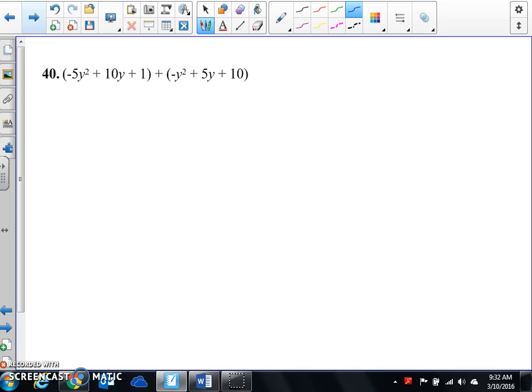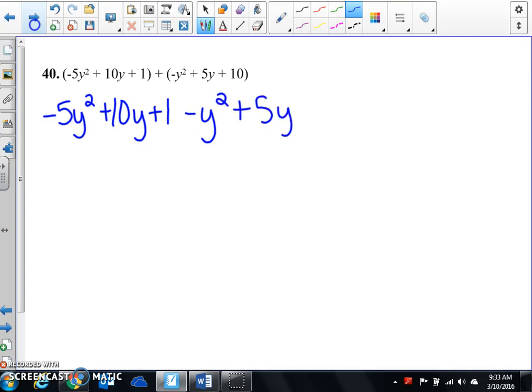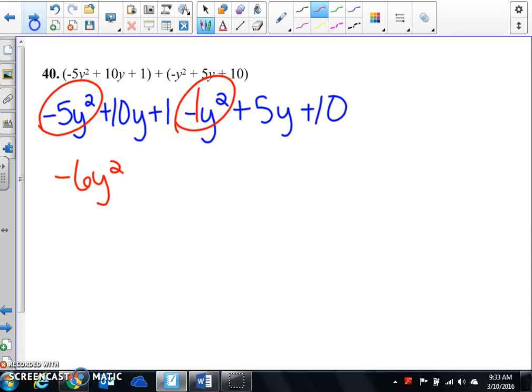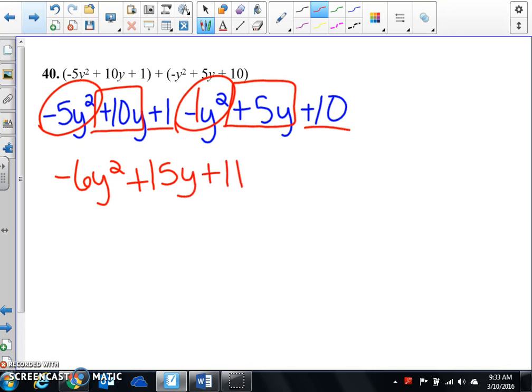All right, when we add, you just drop your parentheses. So this is negative 5y squared plus 10y plus 1, minus y squared plus 5y plus 10. I'm going to start with my y squared. So negative 5y squared minus 1y squared is a negative 6y squared. 10y plus 5y is a positive 15y. And then 1 plus 10 is a positive 11.